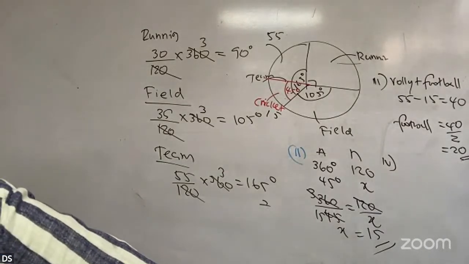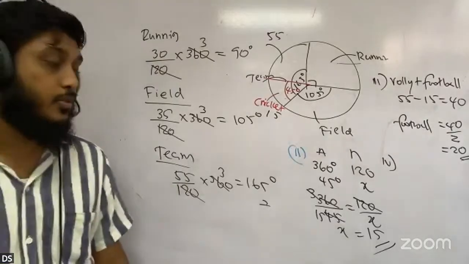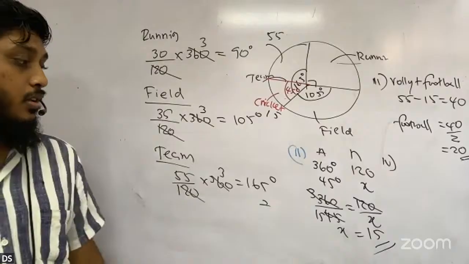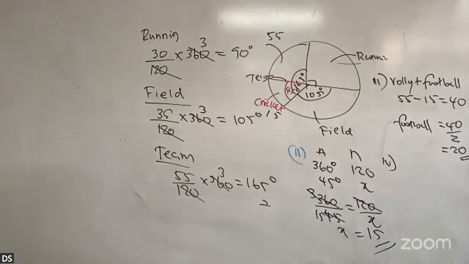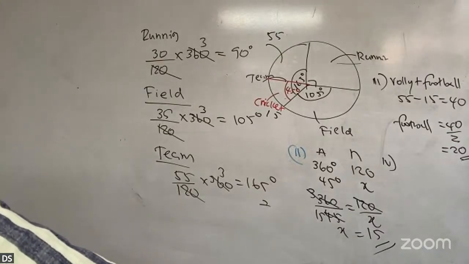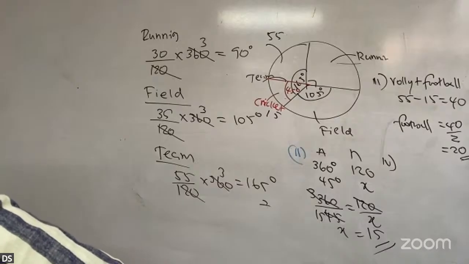The fourth one, since it is needed to have 18 members for the cricket team. Now, how many members are needed for the cricket team? 18 members needed. Now, how many are there? Only 15. So we need 3 more people for the cricket team. The remaining are selected from the members who selected running events. So 3 people I have to get from the running events.